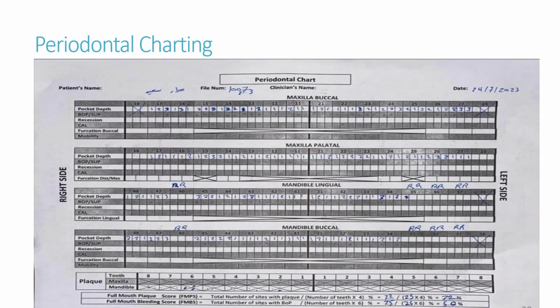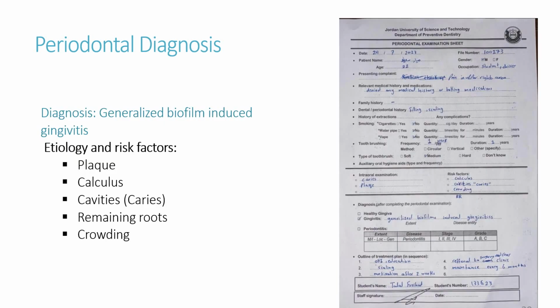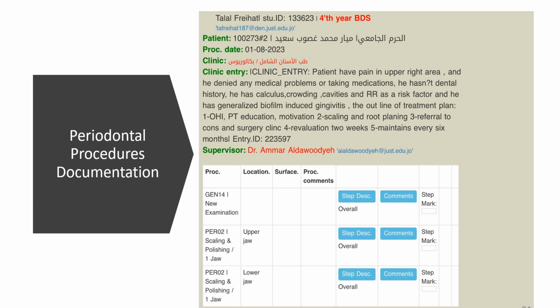So the students still use these forms and we ask them to give us a screenshot. Again, for the periodontal diagnosis and the risk factors. And this is the documentation of the procedures taken. Here we see the code used for new examination, this is for perio examination, and then the upper and lower jaw scaling as it is requested by the students.